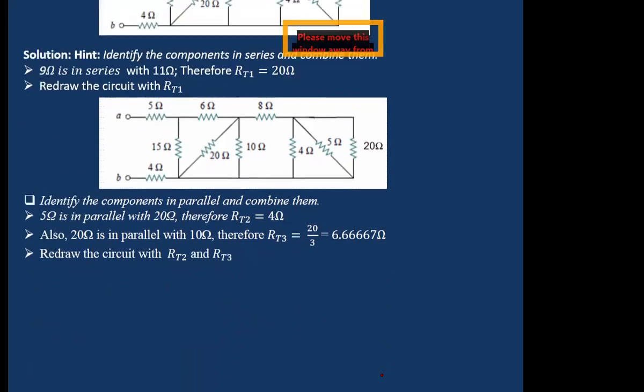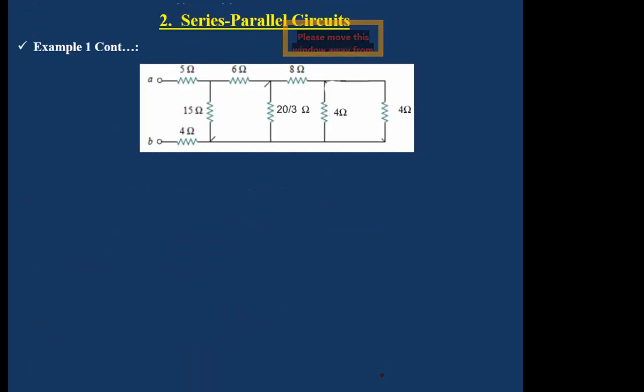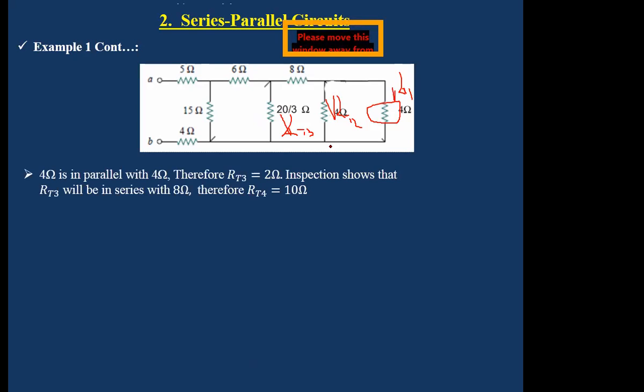Then after that, you redraw the circuit with RT1 and RT2. So that is our RT1. That is our RT2. That is our RT3. Then you proceed. Again, look for components in series, no components in series. Find components in parallel, you find them.